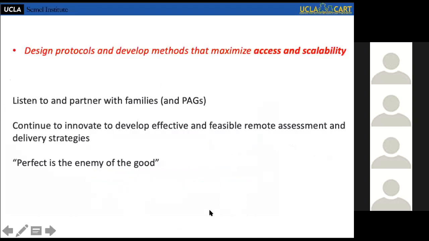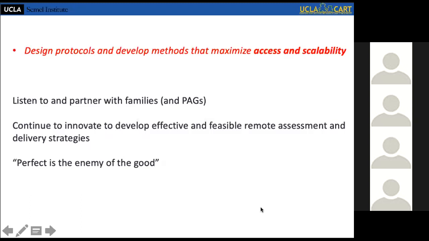And so, to finish up that point, and then I promise I'm almost done, the really important point here in terms of designing protocols that maximize access is we need to partner with our families, listen to them about what the challenges are, and develop and innovate, right? And continue to innovate effective and feasible remote assessment and delivery strategies.